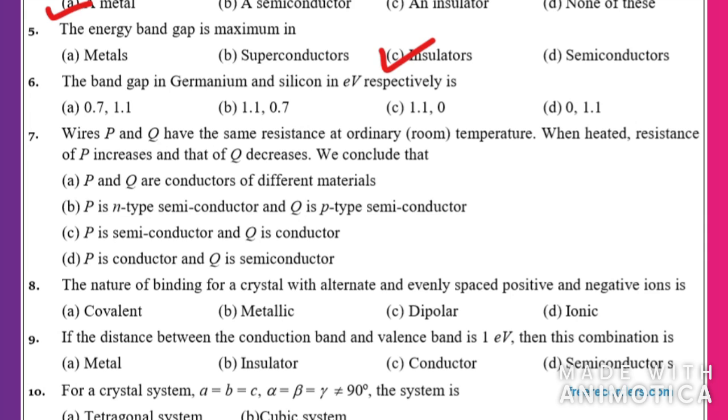The band gap in germanium and silicon in electron volt respectively is: we need to tell for germanium first, then for silicon. So the right option for this is 0.7 and 1.1. Germanium is 0.7 and silicon is 1.1 electron volt.